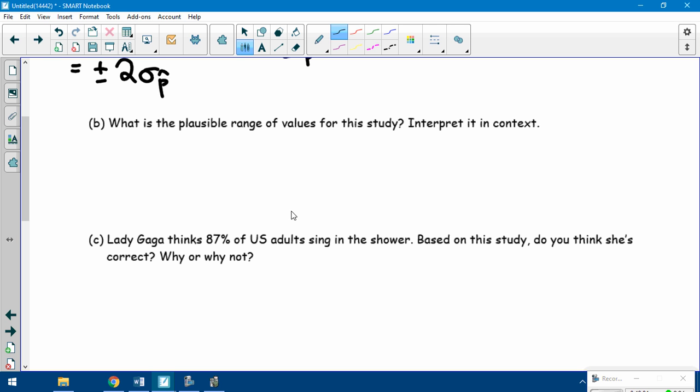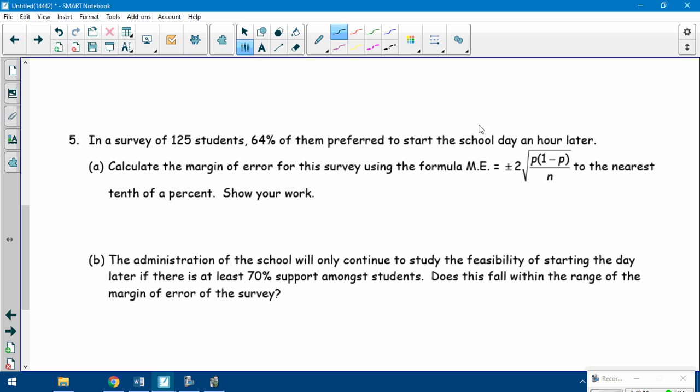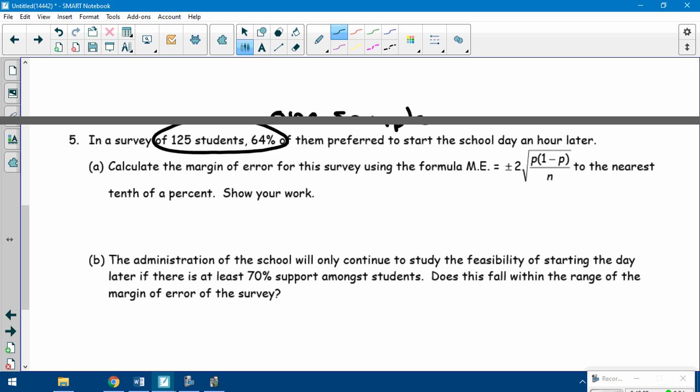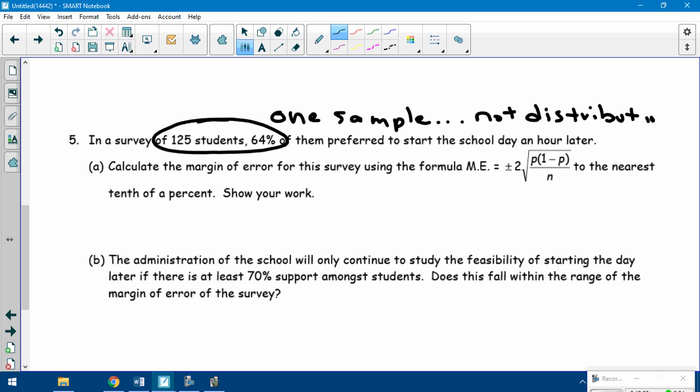Okay, last one. In a survey of 125 students, 64% of them preferred to start the school day an hour later. This is one sample. This is not a distribution. So one sample, not distribution. So calculate the margin of error using this formula. We need to figure out what the standard deviation is, and that's why they give you this formula. So if you just plug these numbers in where they should go into this formula, you'll get the margin of error. And then I want to know if 70% is within the range of the margin of error.